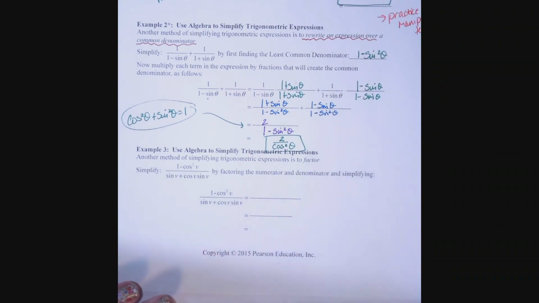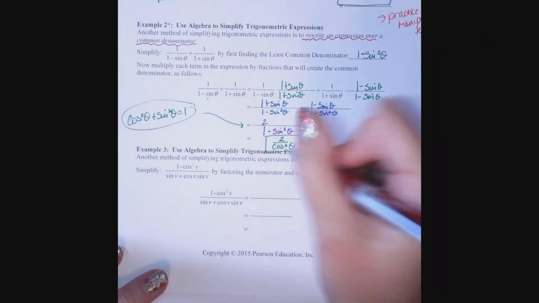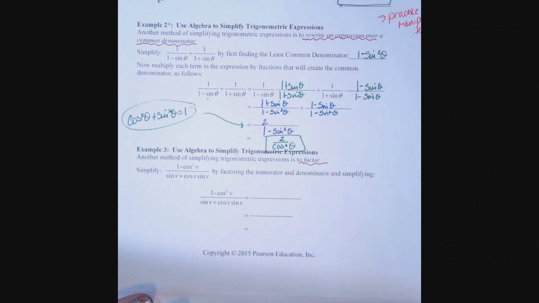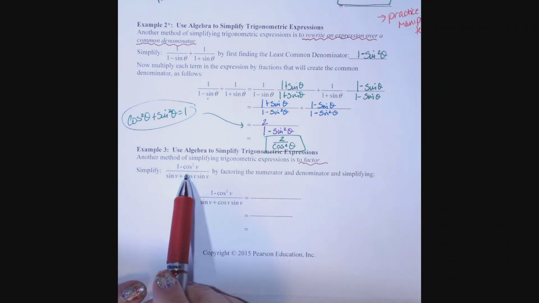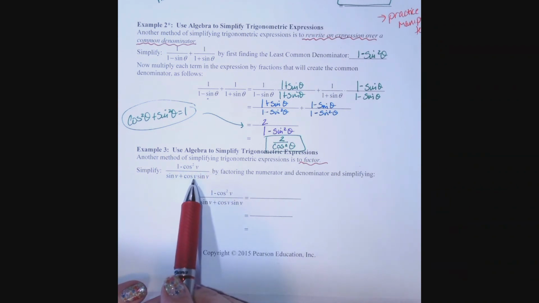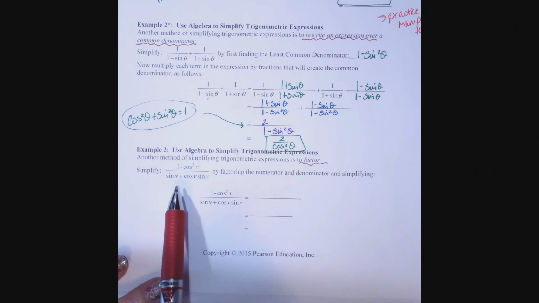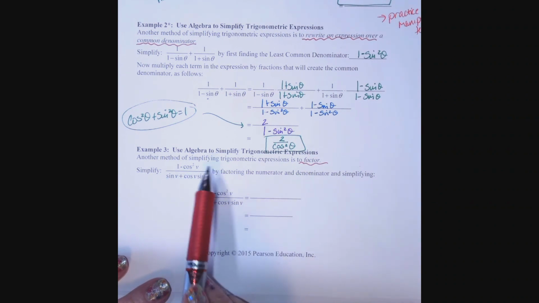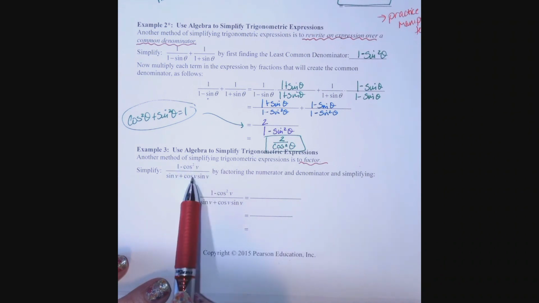Another thing you can do, in addition to multiplying by the well-chosen one and making sure you have a common denominator, is to factor, to remove common factors. We're going to simplify (1 minus cosine squared v) over (sine v plus cosine v sine v). Well, I see in my denominator I have a common factor of sine. Can I rewrite my numerator in terms of sine?